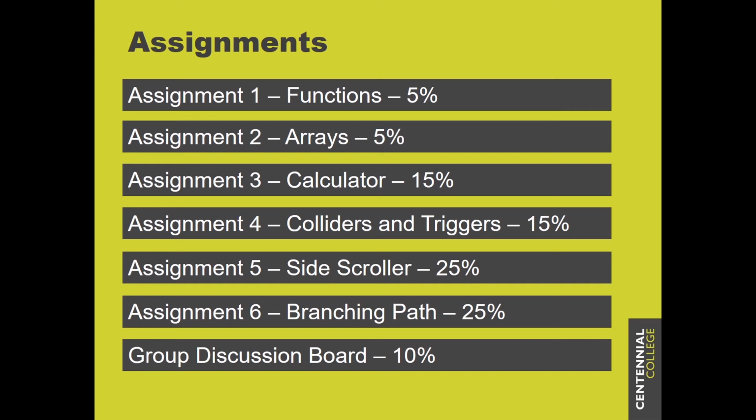Assignment number 4 is going to be colliders and triggers, so kind of a physics-based game that you're going to be creating. It's going to be worth 15% of your overall grade.